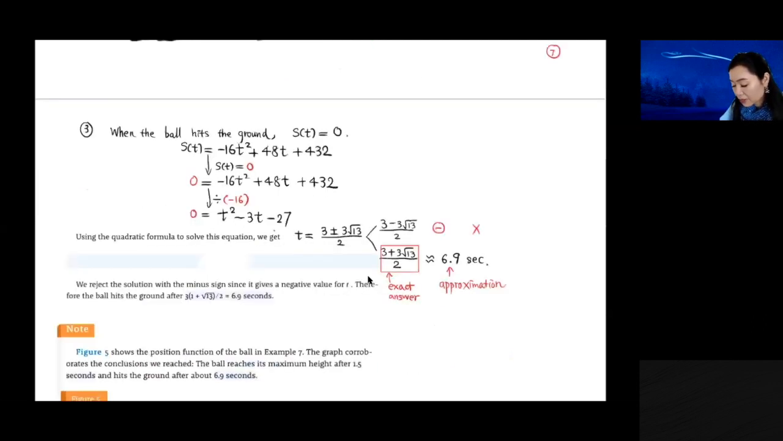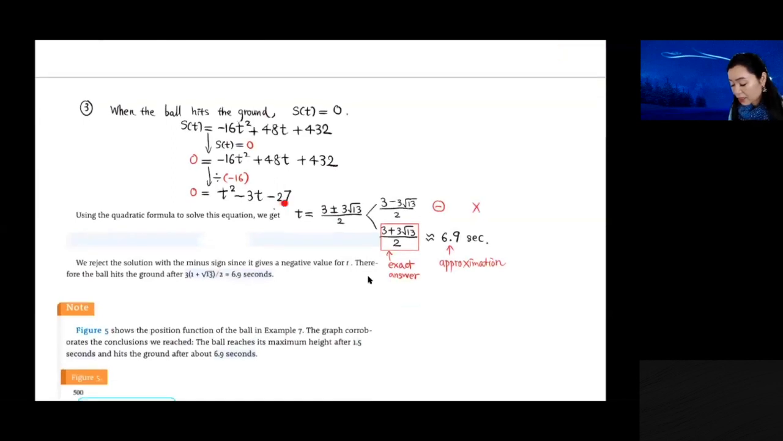Now to solve this quadratic equation, I tried already. I couldn't solve this by trial and error, so I use the quadratic formula. I get t equal to this. I'm going to discard the negative one because time cannot be negative. So I only take the positive one. This is the exact answer. And a decimal approximation to this exact answer is about 6.9. So about 6.9 seconds later, the ball is going to hit the ground.